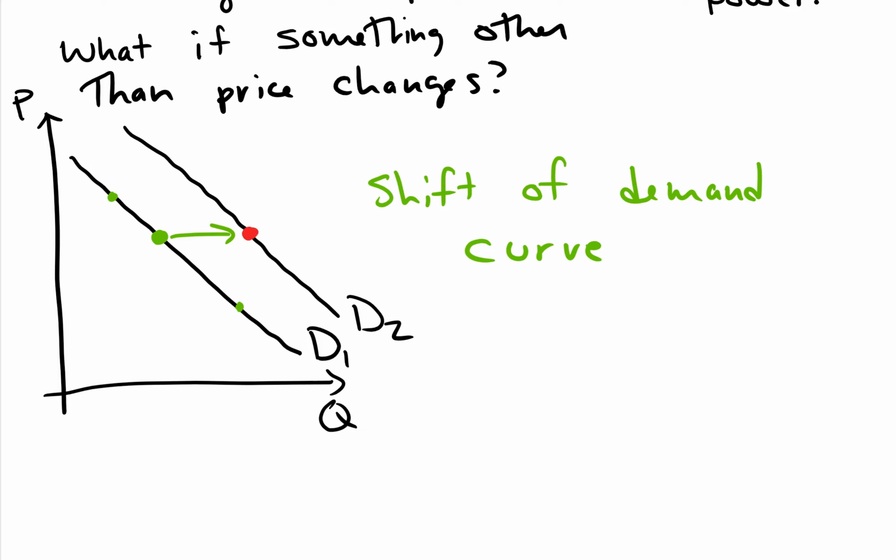Remember, we have Q down here. So in this case, they're buying more. The price is the same, there's the price right here, but they decided they want to buy more. So we went from this quantity to buying more up here. This is the idea. This is called a shift, and in this case, it's called an increase in demand.